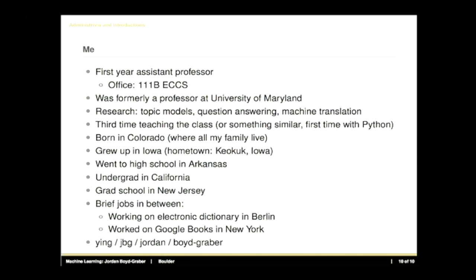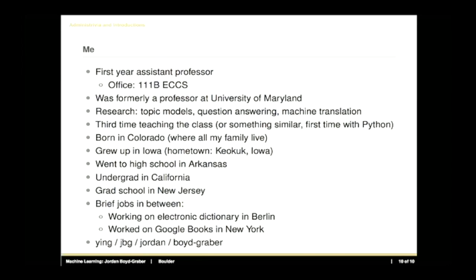So on the first day when we're all together, we'll do some brief introductions for the whole class. But let me tell you first a little bit about myself. So I'm a first-year assistant professor at the University of Colorado. My office is right upstairs in the CS building. For the past 4 years before coming to Colorado, I was a professor at the University of Maryland. I research mostly at the intersection of machine learning and natural language processing. I work on topic models, question answering, and machine translation.